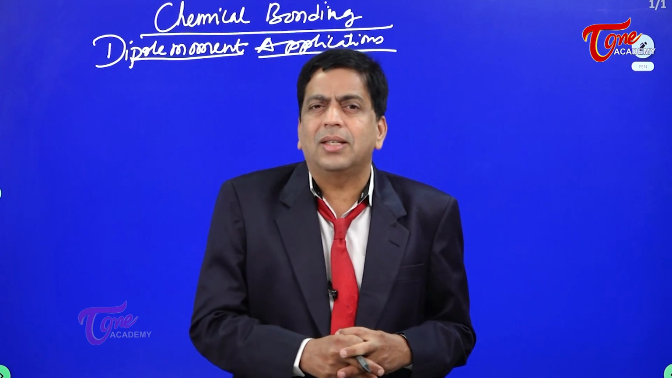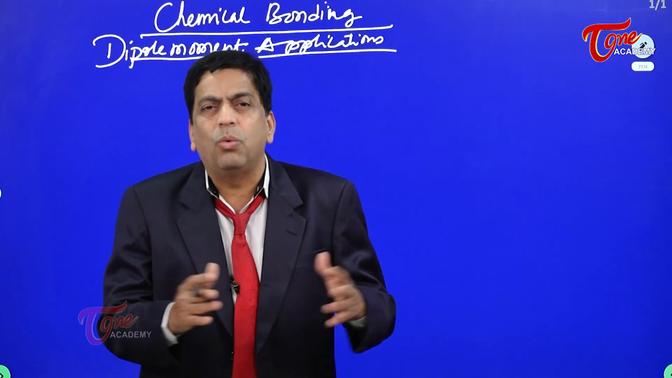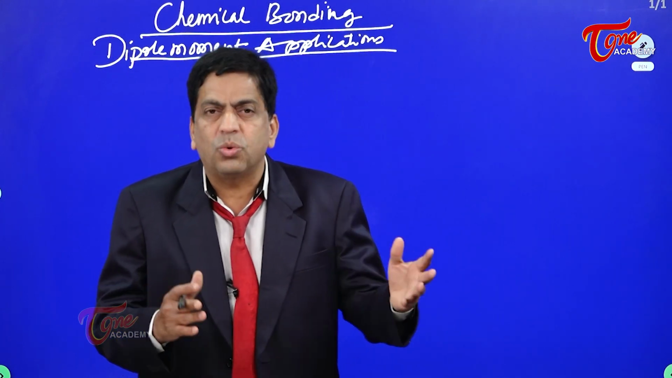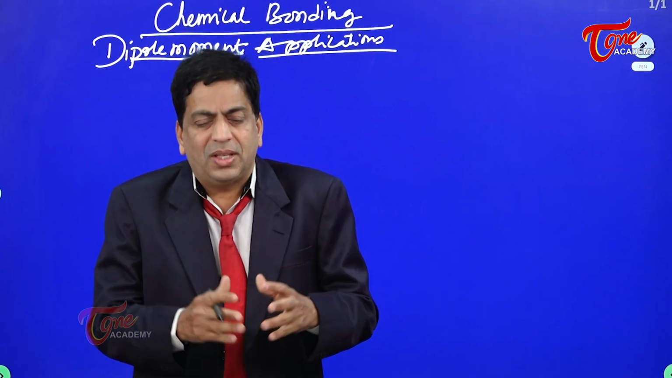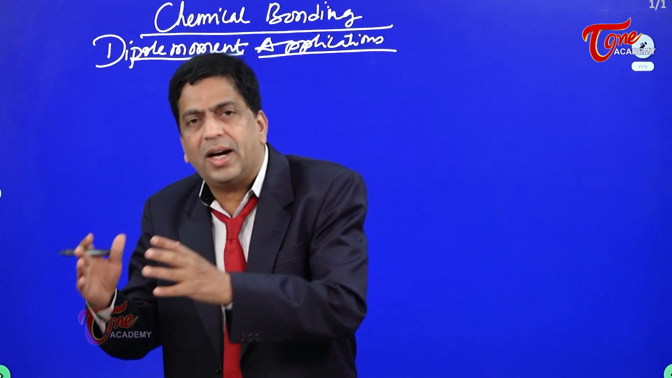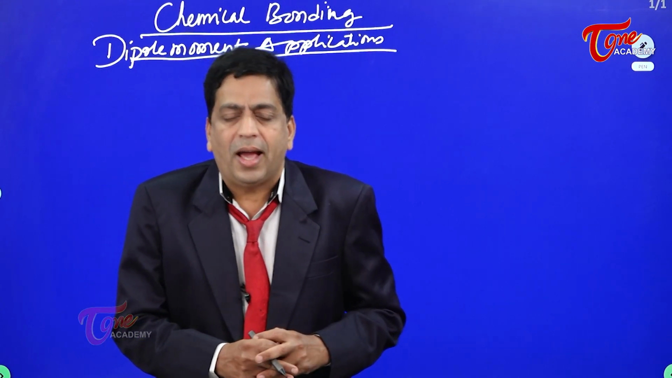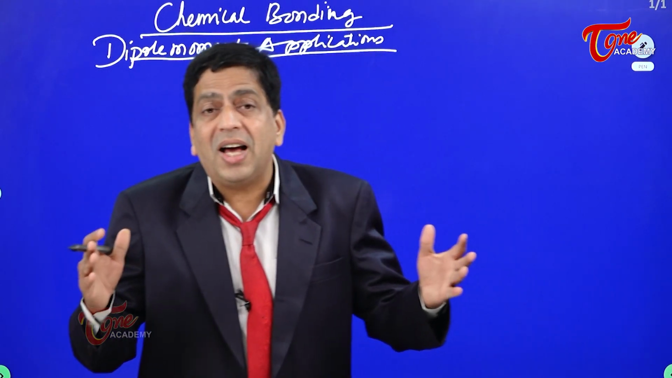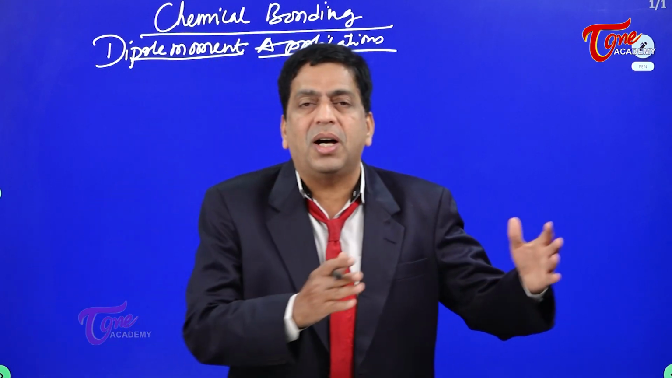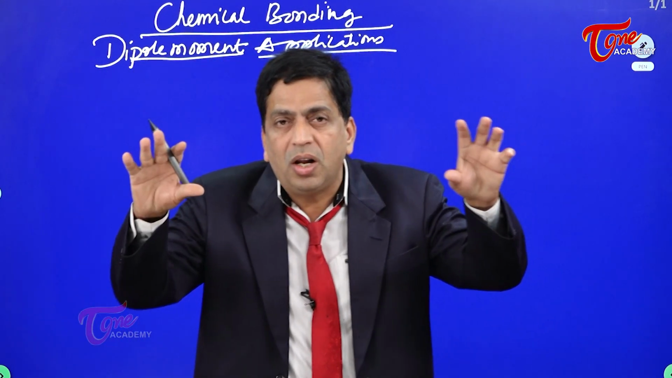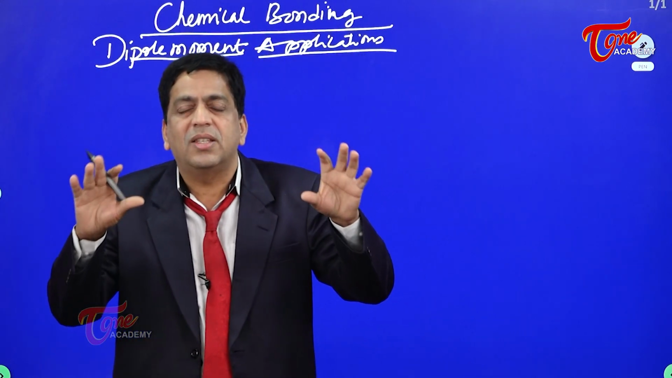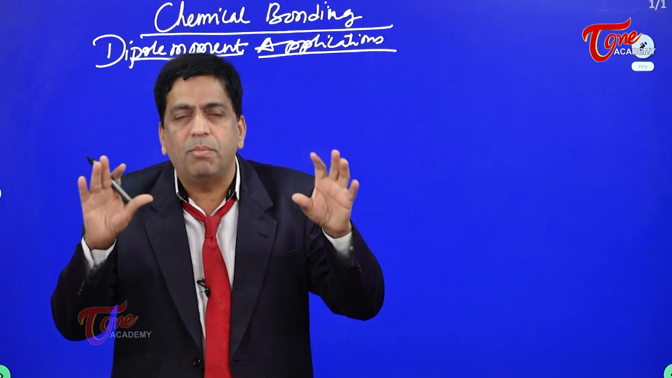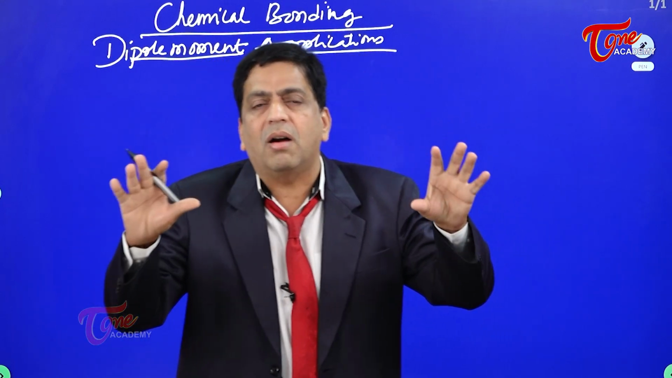So in that case, the shared pair is unequally distributed between the two dissimilar atoms. The bond pair is towards that atom which is smaller. And in that process, a partial negative charge and a partial positive charge are quite visible on the bond. So basically, in a heteroatomic system in a covalent bond, poles are developed.